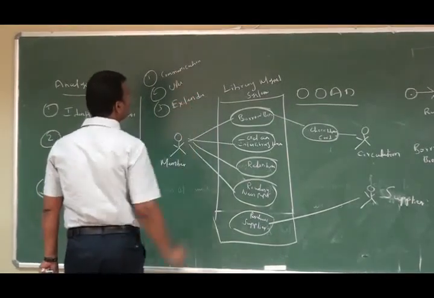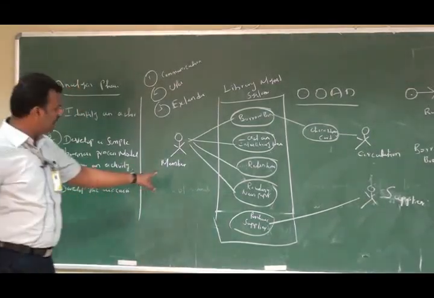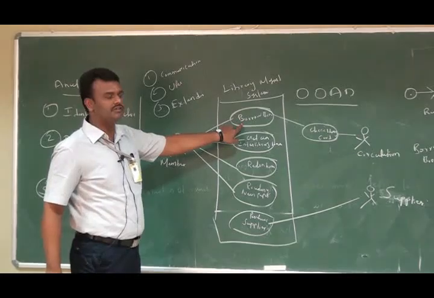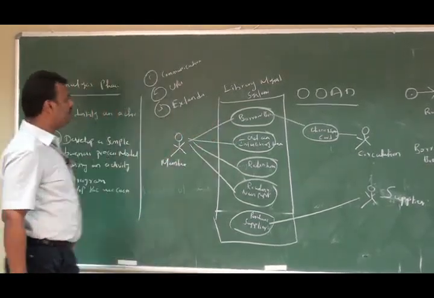What do you mean by uses relationship? Then extends relationship. What do you mean by communication? The actor communicates with the system's use cases. That is the line connected between the actor and the use cases. That is the first relationship.